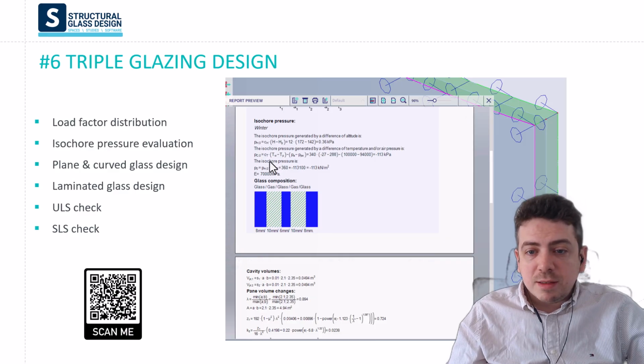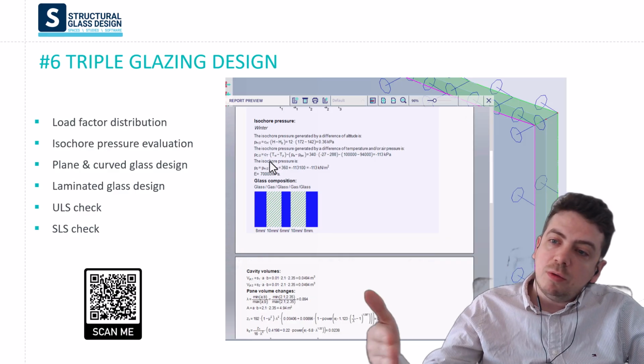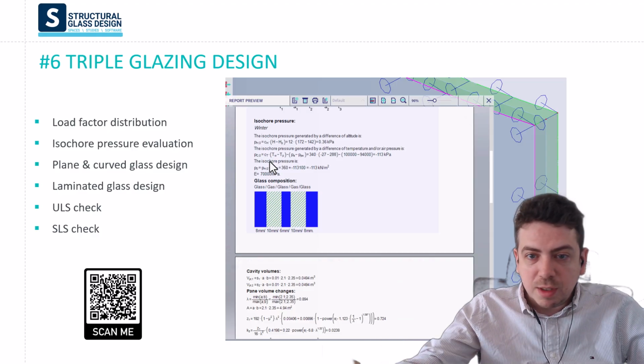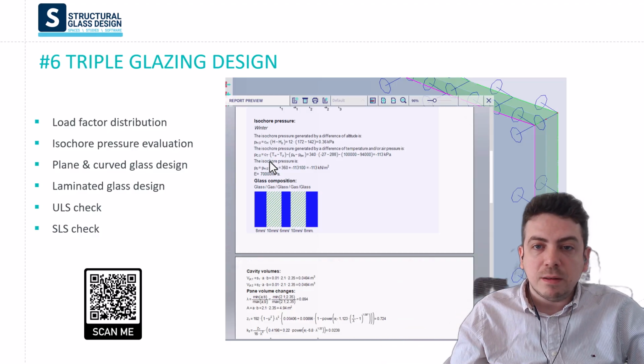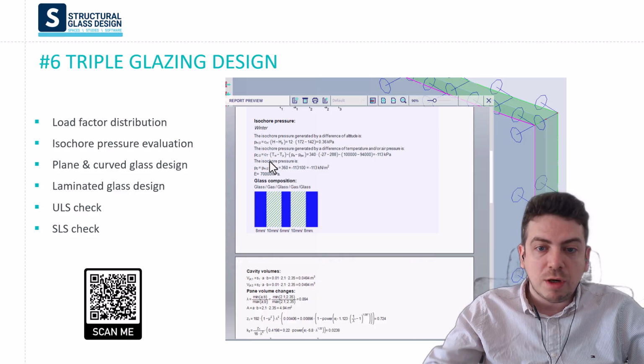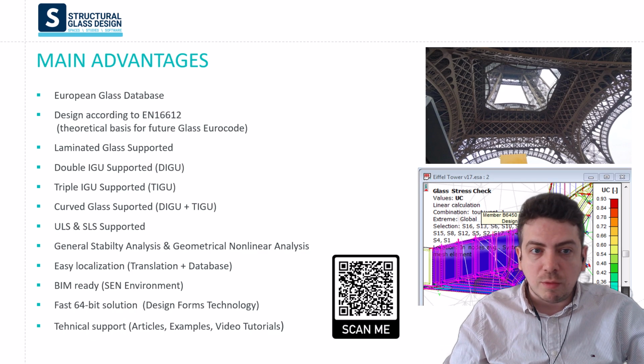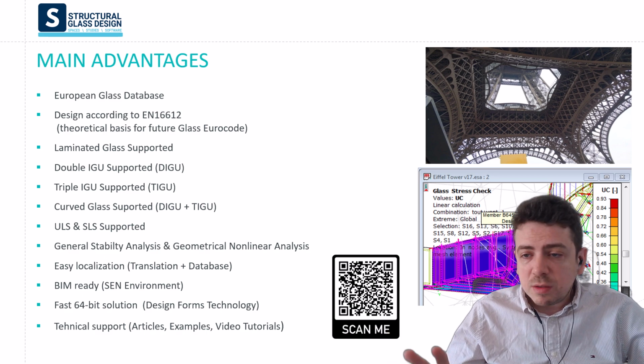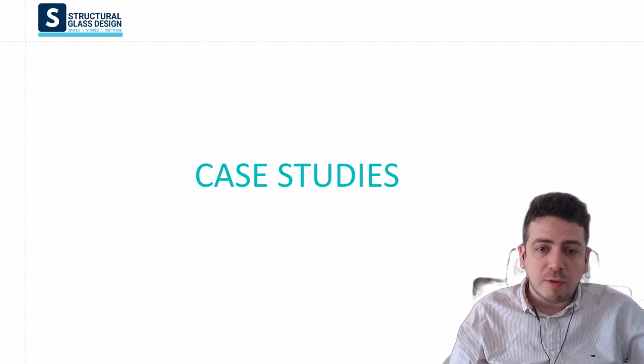With a triple glass design, it's similar, so you can model whether you have laminated or monolithic glass composing these panels, and it calculates, as I mentioned before, the isochoric and the load sharing coefficients, and you get everything integrated with the engineering report. So the main advantage is that it has a European database for materials, and it can support the type of structures I've already mentioned.